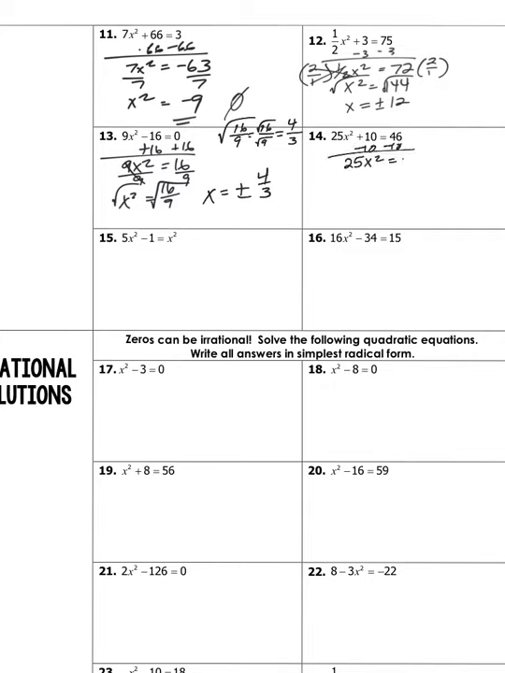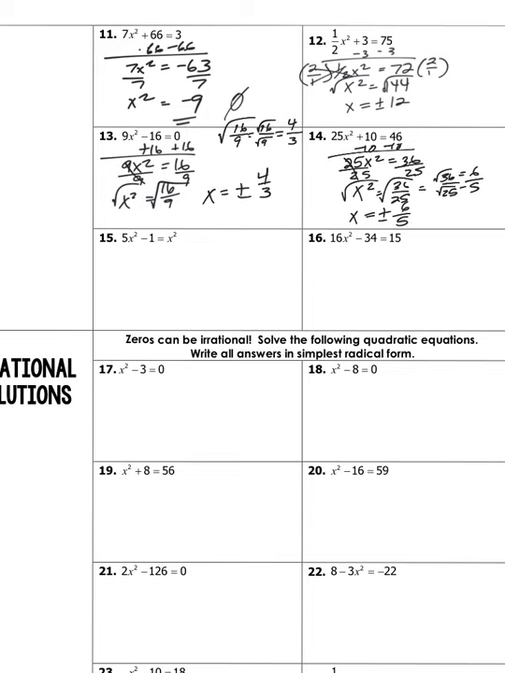25x squared equals 36. Divide by 25. And we don't have to worry about reducing this, okay? We're going to just take the square root. And x equals plus or minus the square root of 36 is 6, and the square root of 25 is 5. So this is plus or minus 6/5.